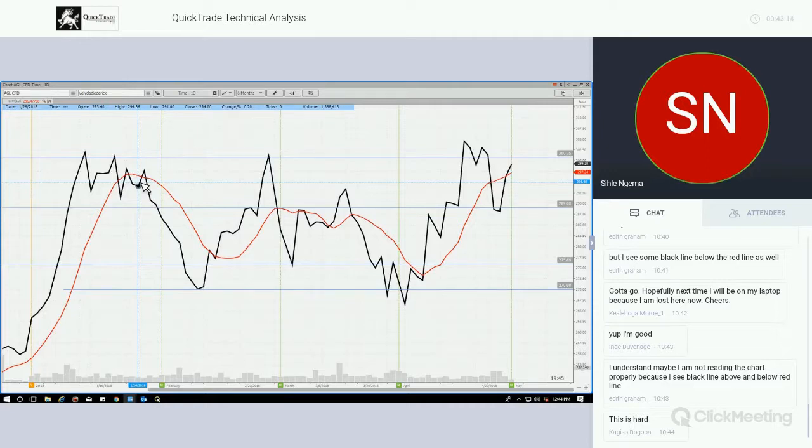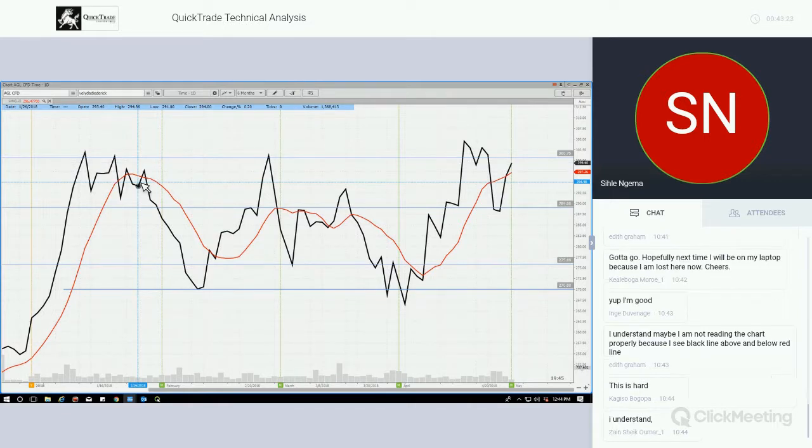Kagiso, this is not very hard, my brother. I promise you. It's not very hard. If the red line is below the black line, it means that it's a buy. And if the red line is above the black line, it means that that's a sell. That's what it means basically. It's very easy.